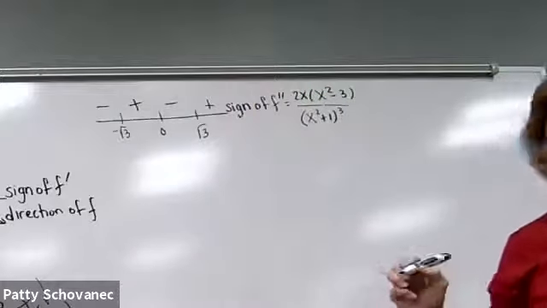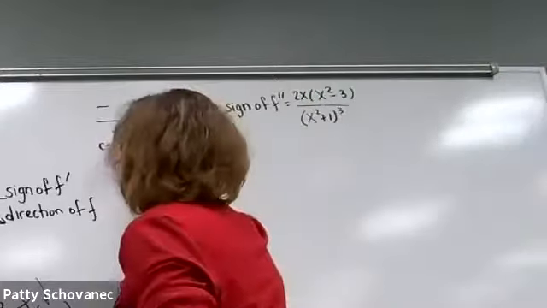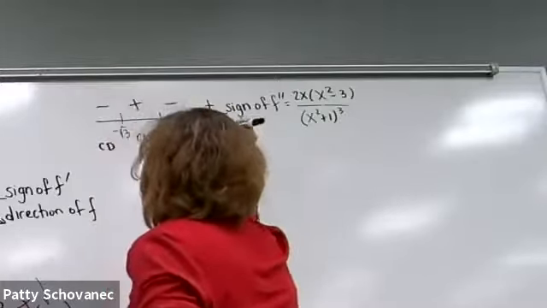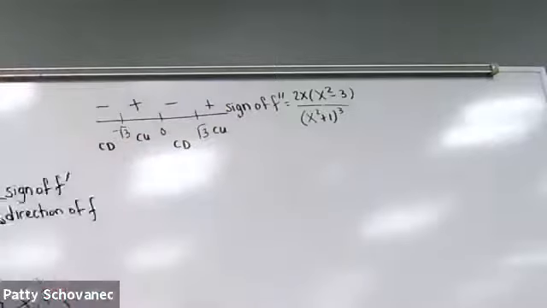So the negative second derivative indicates concave downward, and the positive second derivative indicates concave upward. Concave up between negative root 3 and 0, and then again between square root of 3 and infinity. Concave down to the left of negative square root of 3, and then between 0 and square root of 3.